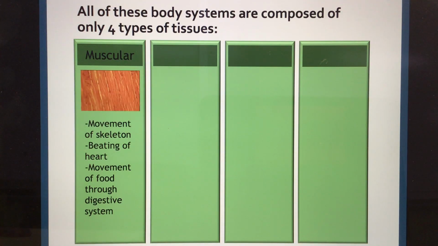So the first type of tissue is muscular tissue. Okay, those tissues allow movement of the skeleton, right? We already talked about the muscles in general. So muscles are tissues. Heart's a tissue. It allows that beating of the heart, the expansion, the contraction, and it helps with movement of food through the digestive system, right? So again, expanding and contracting, elongating, all kinds of things that those tissues are able to do. Okay, so again, that's muscular tissue. This is the first one. Okay, and all these tissues apply to all 11 of the body systems that we covered the other day.